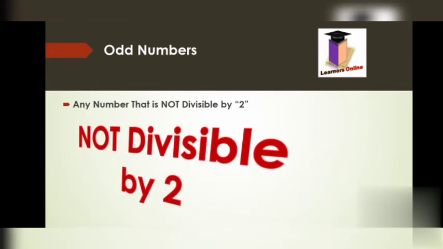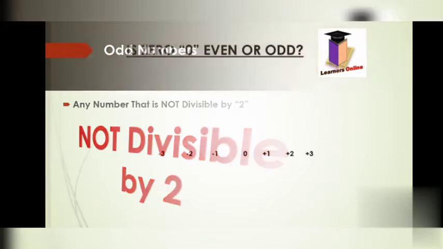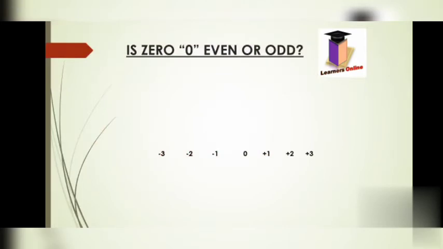Similarly, odd numbers are the numbers that are not divisible by 2 to give a whole number. So they are not divisible. And the numbers are 1, 3, 5, 7, 9, 11 and so on. But the question remains the same. Is 0 even or odd?